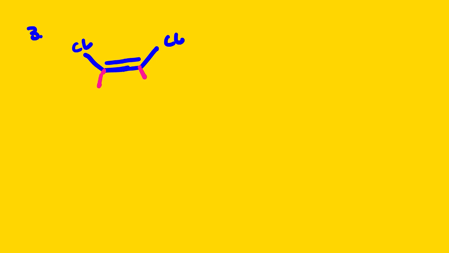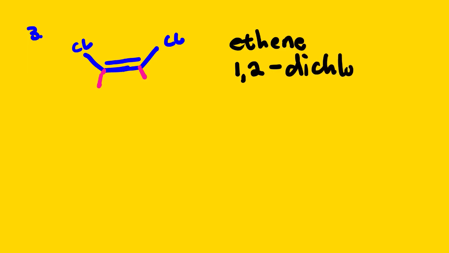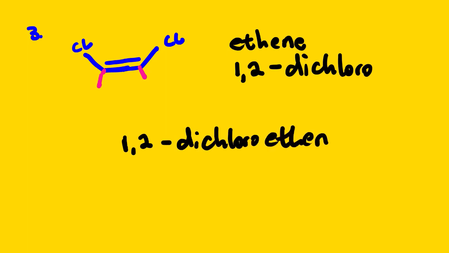So we have ethene. We cannot really show the position of the double bond because this is the only position it can be. And then on carbon number 1 we have chlorine, and also on carbon number 2 we have chlorine, so it's dichloro. So you can combine the names. We have 1,2-dichloroethene.